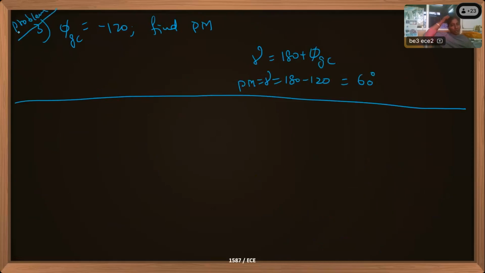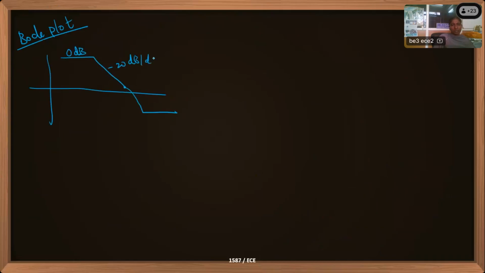Next I am going with Bode plot. They may ask you about Bode plot. If one diagram is given, let the diagram be horizontal, then decrease, then one more decrease, then horizontal. This is 0 dB per decade, then minus 20 dB per decade, then minus 40 dB per decade, then 0 dB per decade. Now write the transfer function.